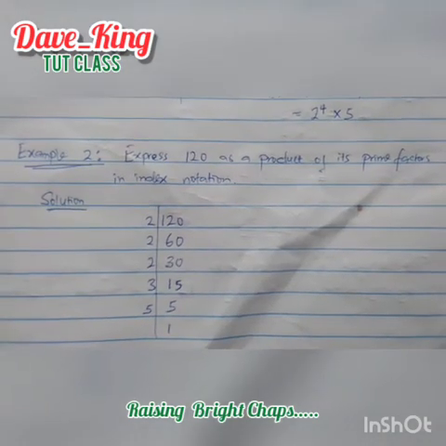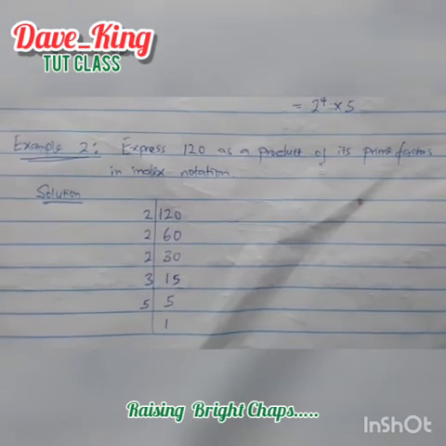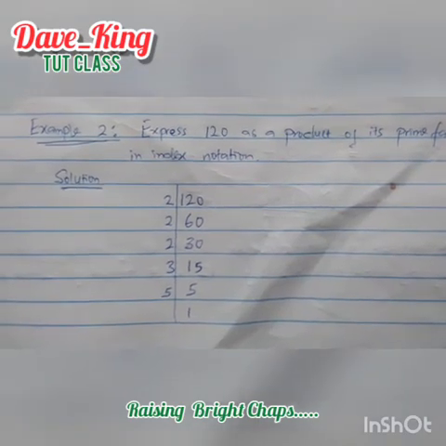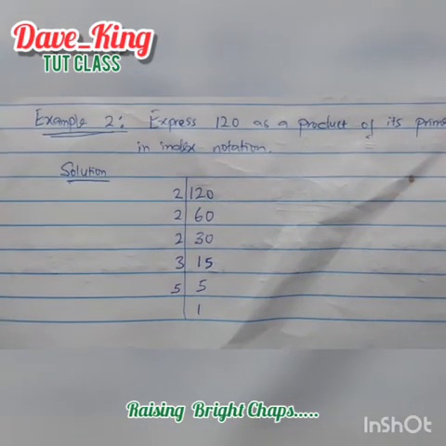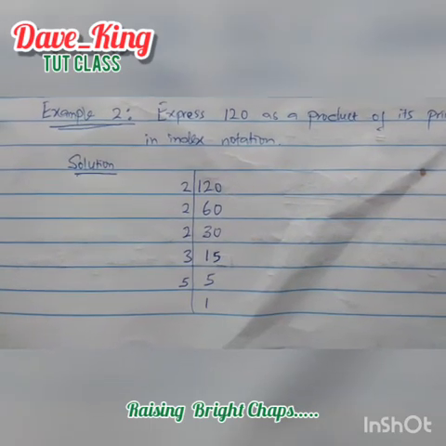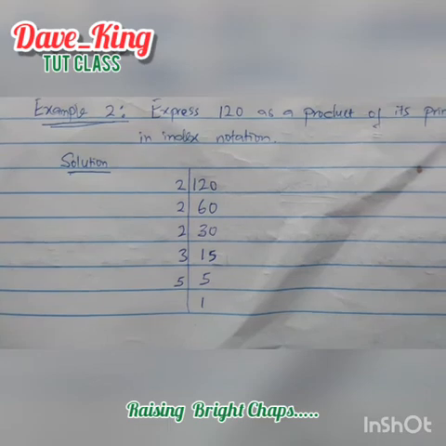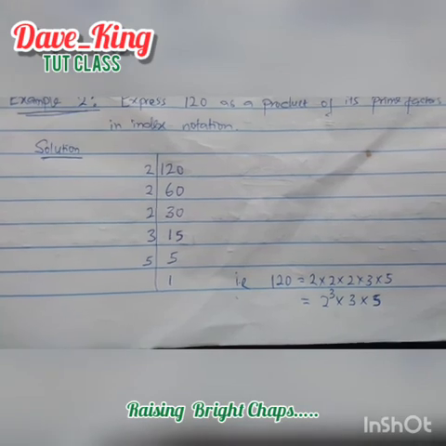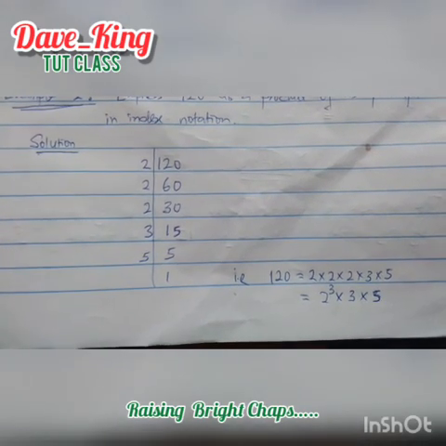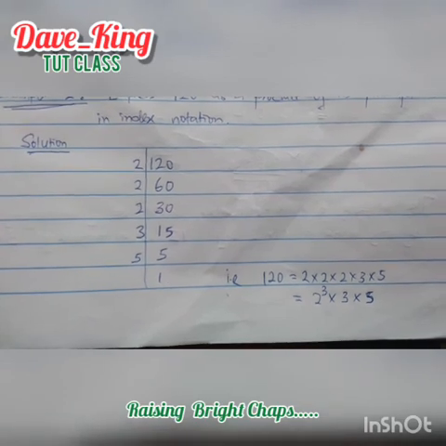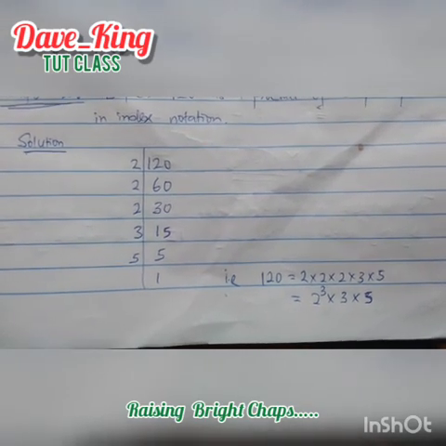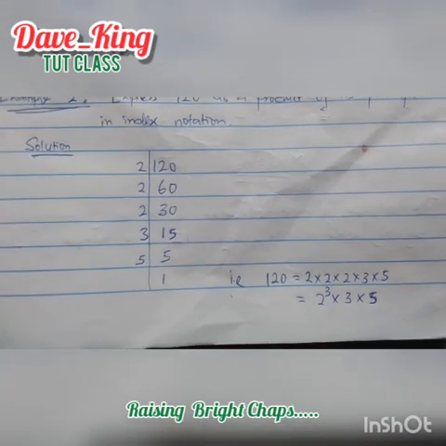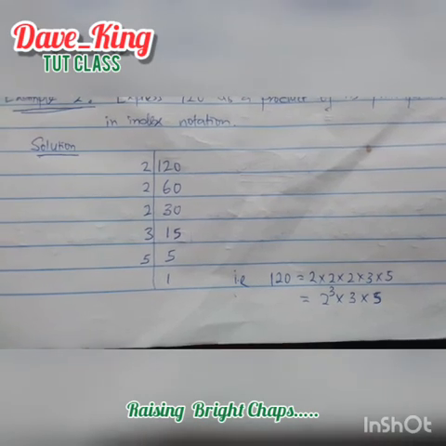And for example 2, express 120 as a product of its prime factors in index notation. Solution to that, dividing with our prime numbers also, 2 can go in 120, which is 60, 2 in 60, 30, 2 in 30, 15, 2 in 15, 5, and 5 in 5, 1. Which now implies that the prime factors of 120 are 2 times 2 times 2 times 3 times 5. And the value in index form is going to be what? 2 in 3 places times 3 times 5. That's 2 raised to power 3 times 3 times 5.